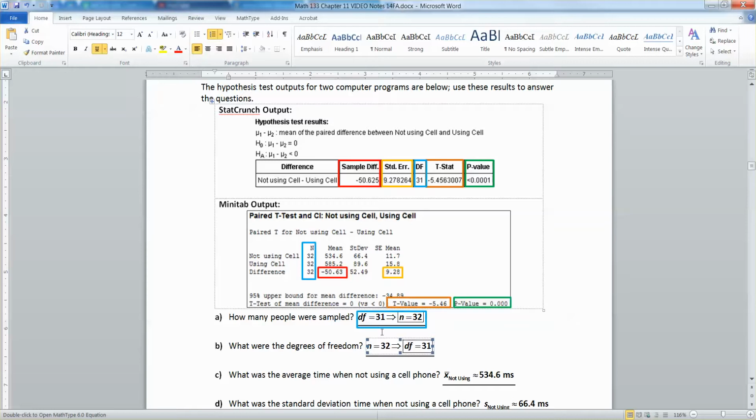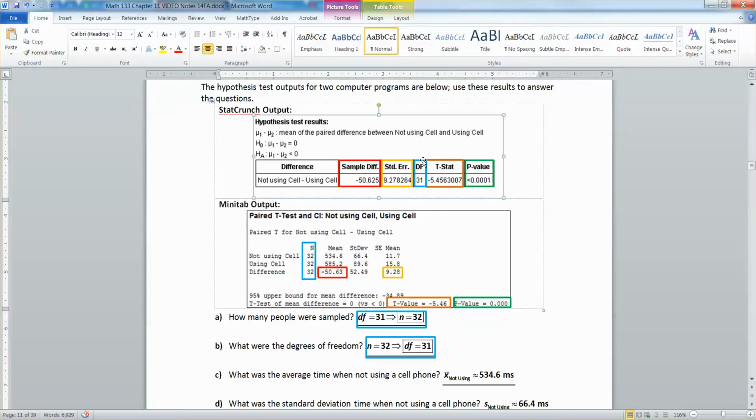Now, the degrees of freedom are easy to spot in StatCrunch. It's 31, but if you were in Minitab, you have to use the fact that n is 32, and you'd have to subtract 1 from that to get the 31. So whichever program you're given, one of these two calculations will have to get made. If you're given Minitab, you'd have to figure out your degrees of freedom. If you're given StatCrunch, you'd have to figure out your n value.